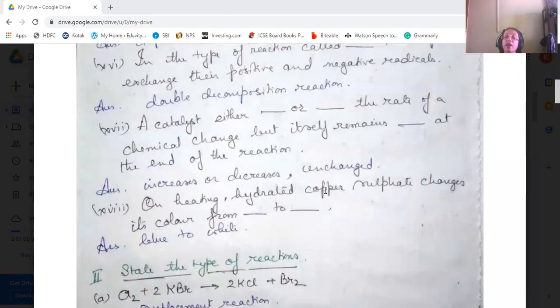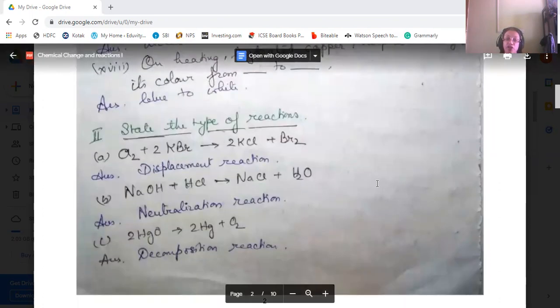Then, on heating hydrated copper sulfate, which is blue in color, it will lose its water of crystallization and become a white anhydrous powder. Okay, then state the type of the reactions.